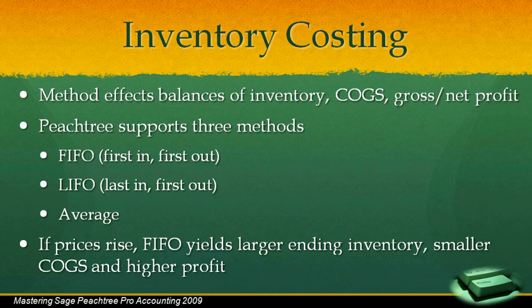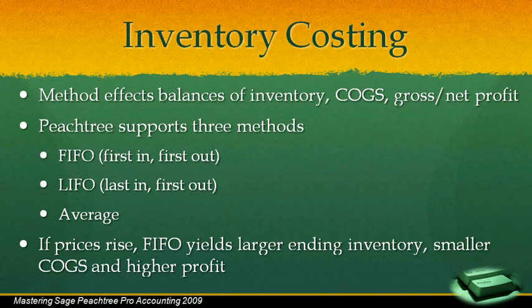Sometimes smaller businesses never really think about how to cost their inventory. Now, it would be great if in the world our prices never changed. We always got to purchase our widgets for $1 and the price never went up and never went down, and we always sold them for $4. But the fact is that's not what happens. Over time, prices change. The method that you choose of inventory costing affects the balances of the inventory, the COGS account, and even your gross and net profits.